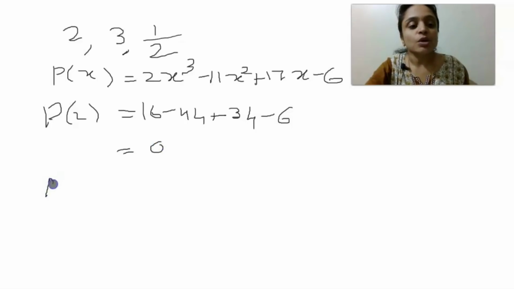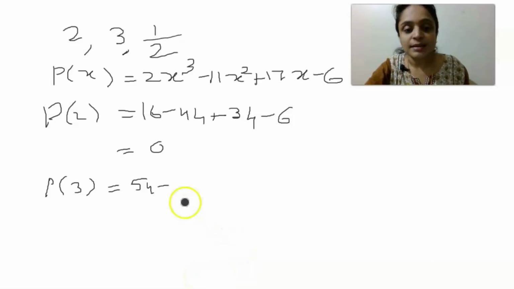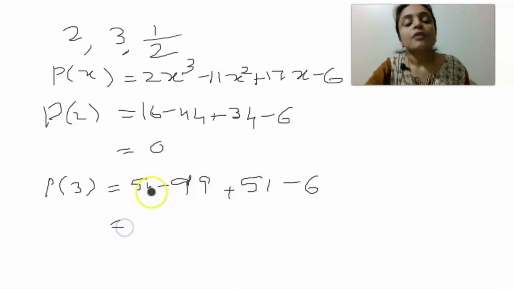Now P of 3. What is P of 3? P of 3 equal to 2 into 3 cube, that is 2 into 27, which is 54, minus 11 into 9. That is 3 square is 9. 11 into 9 is 99, plus 17 into 3. What is 17 into 3? It is 51, minus 6, which is equal to 54 minus 99 is minus 45. Minus 45 plus 51 is plus 6. Plus 6 minus 6 is 0. So 3 is also a 0 of this polynomial.